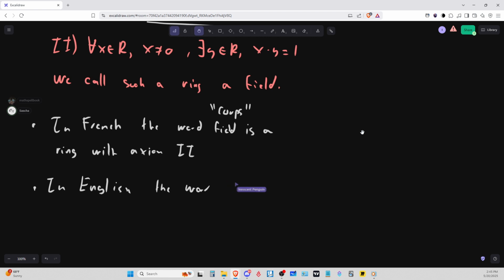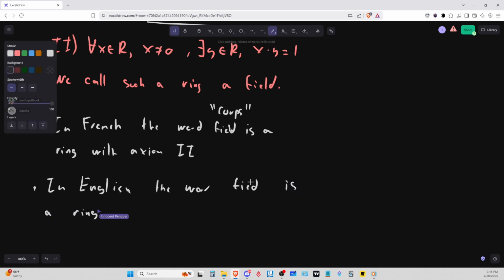So in algebra, a field is called a corps, as I said before. A corps in English would pretty much be a body, for example, un corps céleste, which translates to a celestial body. So corps is kind of like a body, like the human body. In English, the word field is a ring with axioms 1 and 2. So for English-speaking countries, people say that a field is a commutative ring which also has multiplicative inverses.